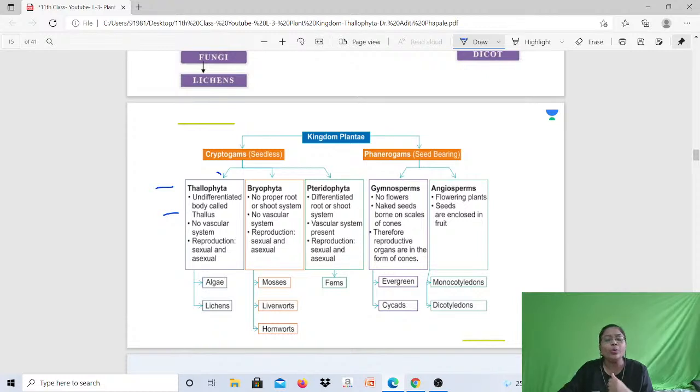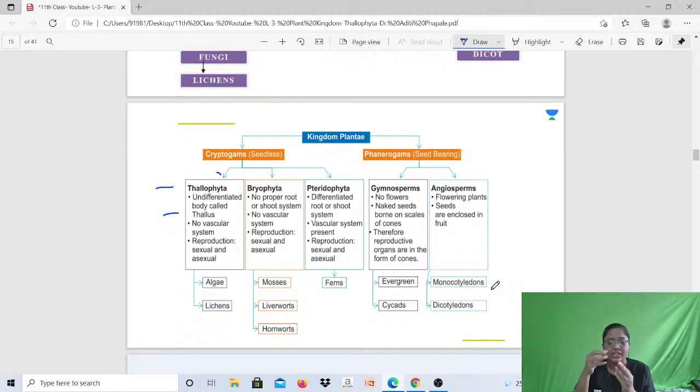What do you mean by this? Mono means one and di means two. So what do you mean by monocotyledons? First of all, what is a cotyledon basically? A cotyledon is a tissue which is present inside the seed. Mono is one, so plants belonging to monocotyledons have only one cotyledon, one tissue, present in the seed.